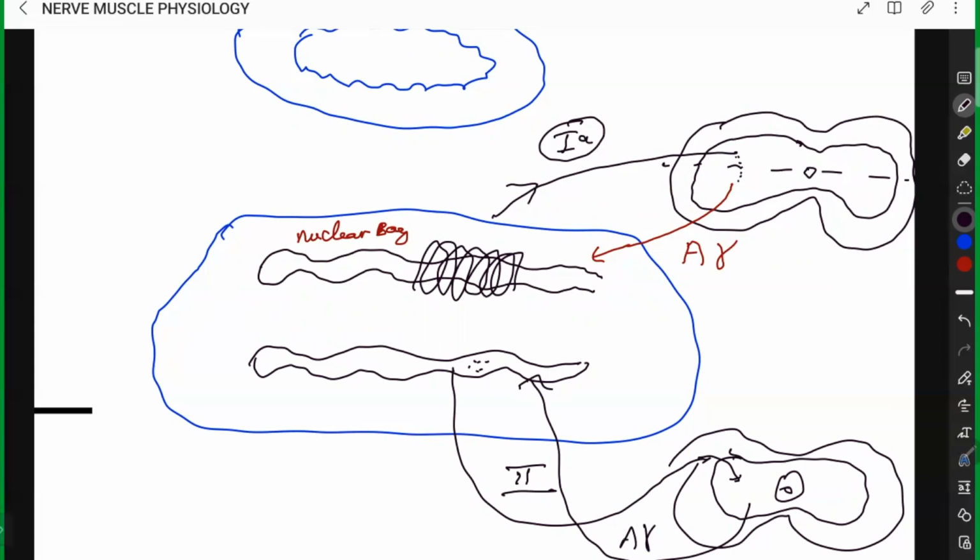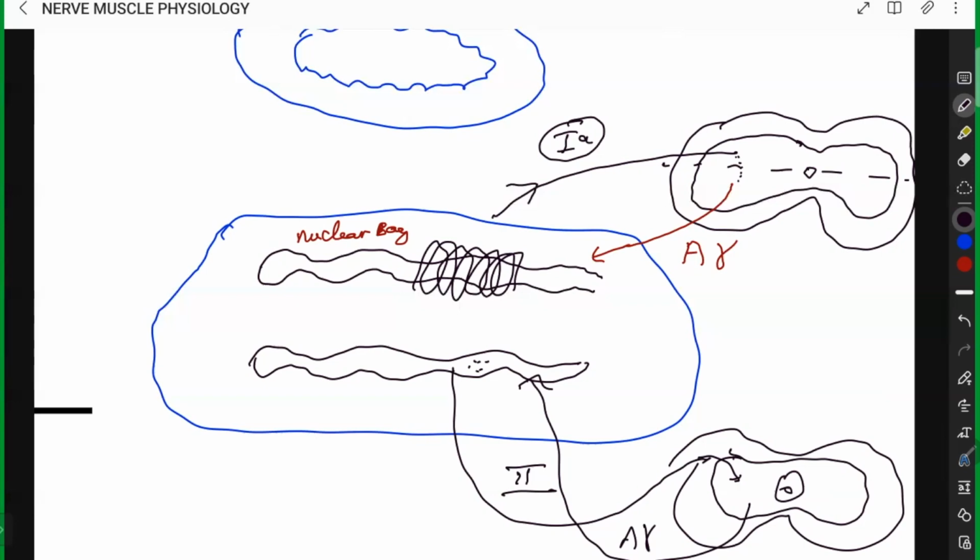So the neuron starts from the spinal cord, comes to your muscle spindle, innervates and activates your muscle spindle. They sense a change in the length of the muscle and form a sensation. What is this called? Proprioception. This proprioception is carried through your 1A and 2 fibers into your spinal cord. From the spinal cord, the signal is carried through A gamma, and this A gamma goes into your muscle spindle and causes contraction.